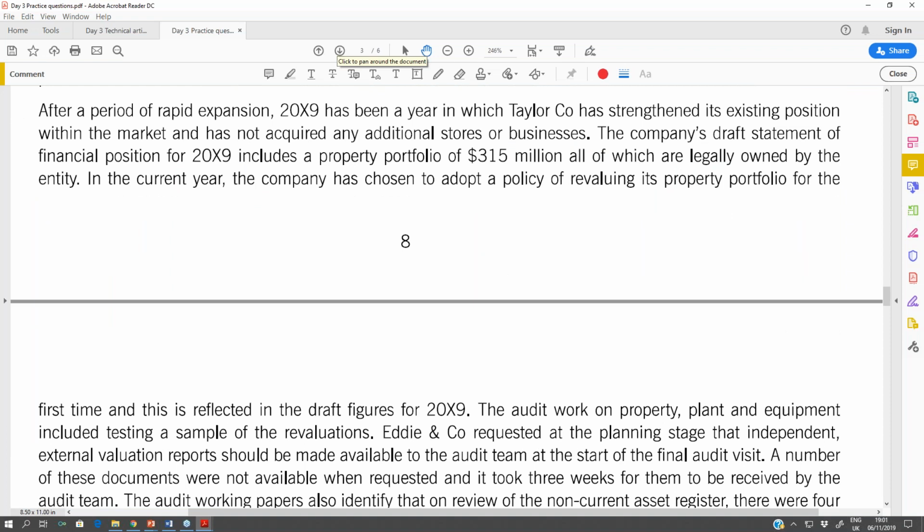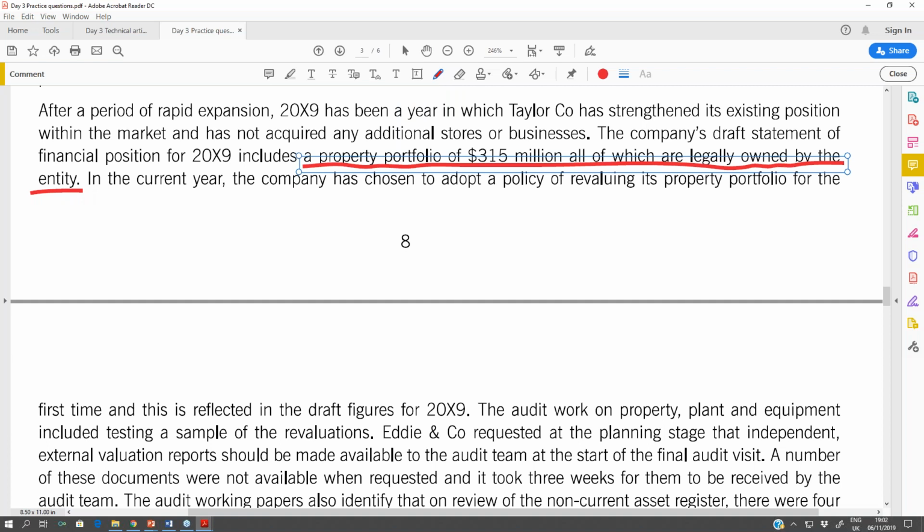After a rapid period of expansion, 20X9 has been a year in which Taylor Company has strengthened its existing position in the market and has not acquired any additional store or business. So everything is going smoothly so far, right? The company's draft statement of financial position for 20X9 includes a property portfolio of 315 million, all of which is legally owned by the company.